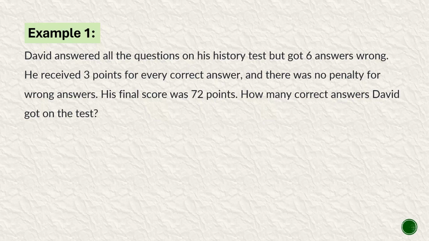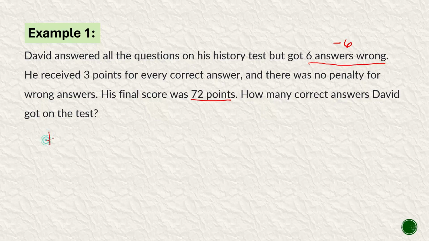So the first thing that we need to do here is, of course, know the things that we know. And what is that? David got 6 answers wrong. To represent that as a mathematical expression, that's just minus 6 or negative 6, right? We also know that there's a total of 72 points that David got. What we don't know here are two things. We don't know the total number of items in the test. So we don't know that.